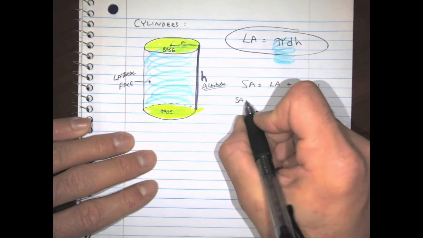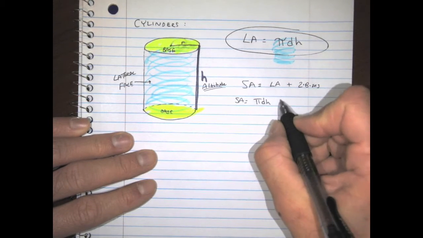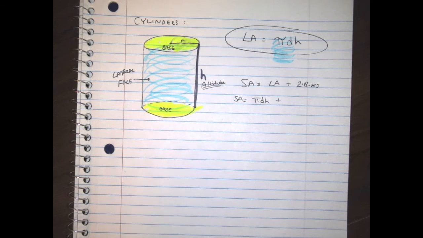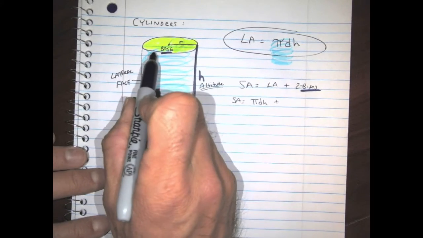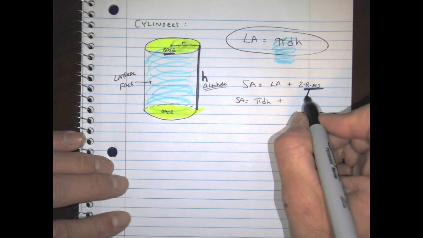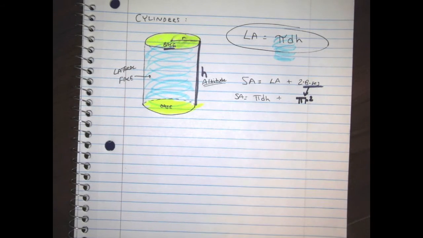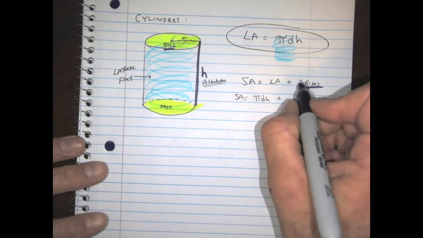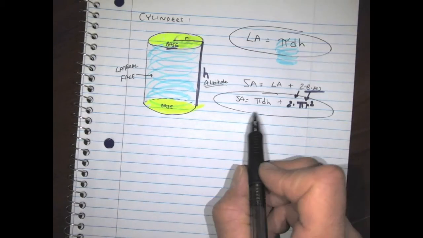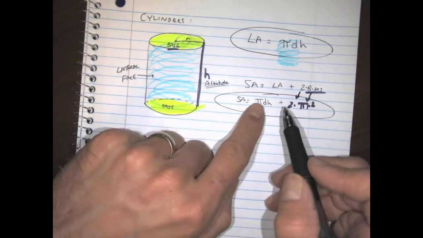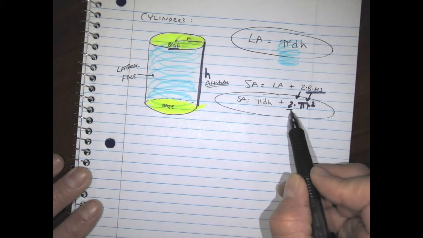So surface area is going to be the lateral area, which I just gave you above, pi dh, plus the area of 2 bases. Now, one of these bases is a circle. Anybody know how to find the area of a circle? It's one of the most famous equations in all of mathematics. It's pi r squared. That's the area of one of the bases. But we got 2, so the 2 comes down as well. This is the equation for surface area of a cylinder. It's pi dh, lateral area, plus 2 pi r squared. 2, one for top, one for bottom.